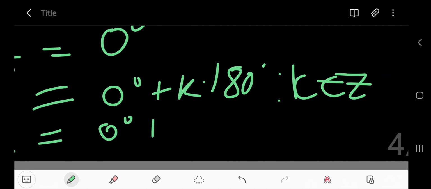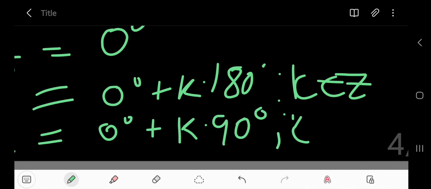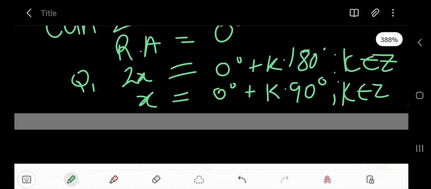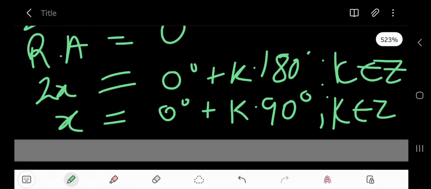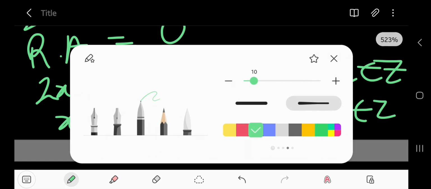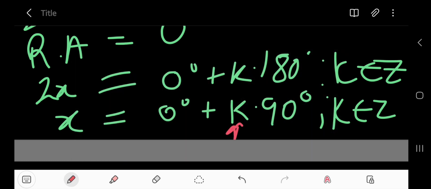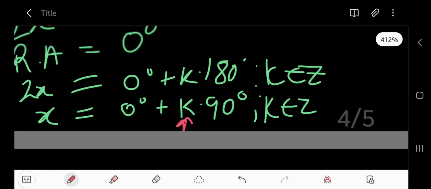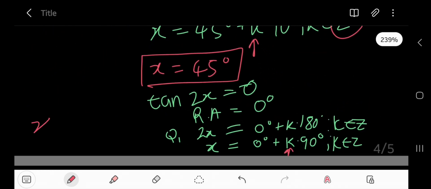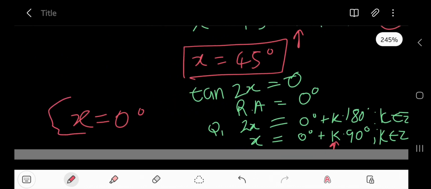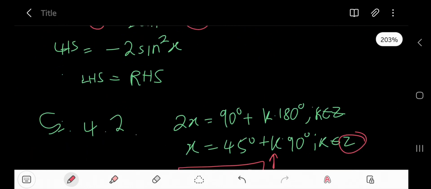So still 0 degrees plus k times 90, where k is an element of the integers. Now in this case, remember we're looking for the value of x, so we need to replace k with an integer. If we replace k with 0, we are going to get that our x is equal to 0 degrees, right? And which is part of our interval there.